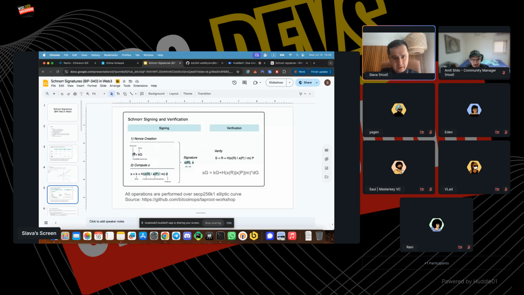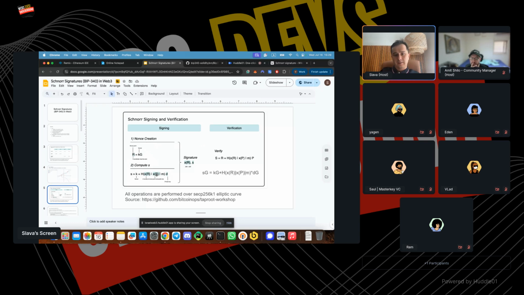and when we have this R, K is just the random number generated, and R has a y coordinate and an x coordinate. After we get this R, we need to compute the following number S. So S is equal to k, which is just a number, plus a hash function of the x coordinate of point R, concatenated with the x coordinate of point P, concatenated with m. M is the message that we're going to sign. And P, I didn't talk about it, but P is the public key.